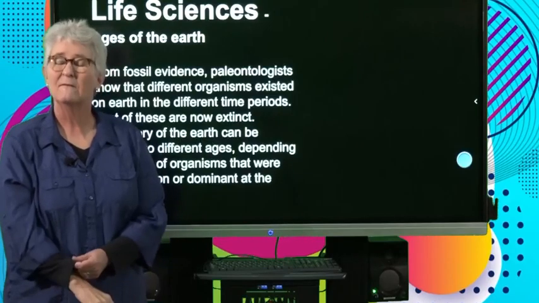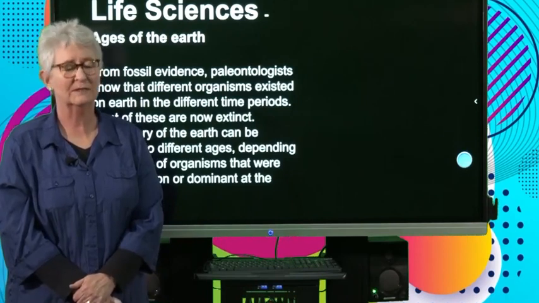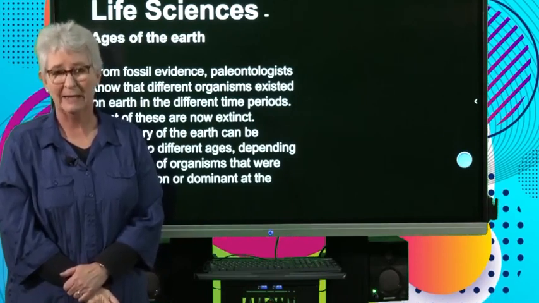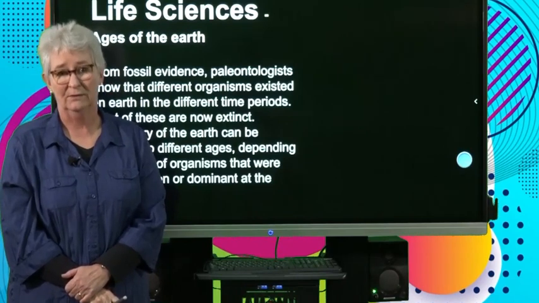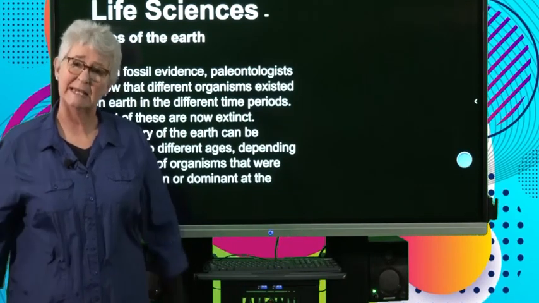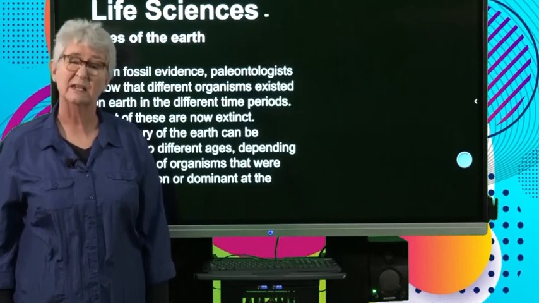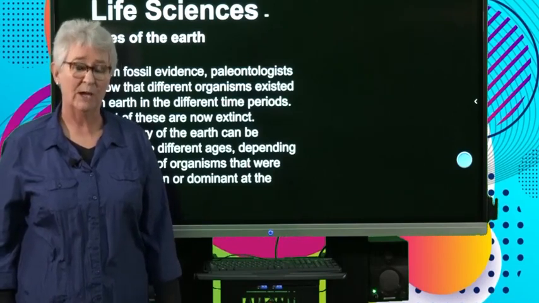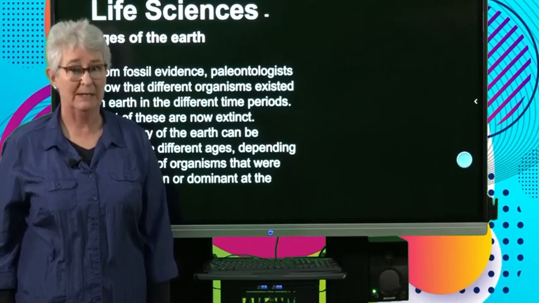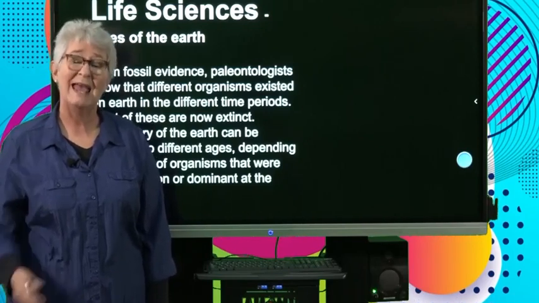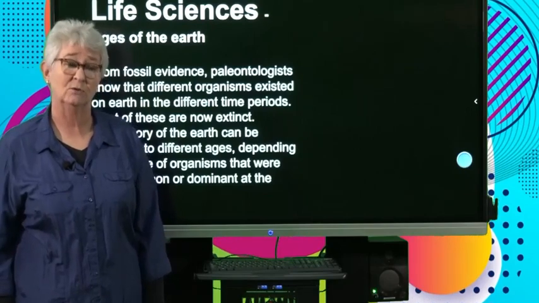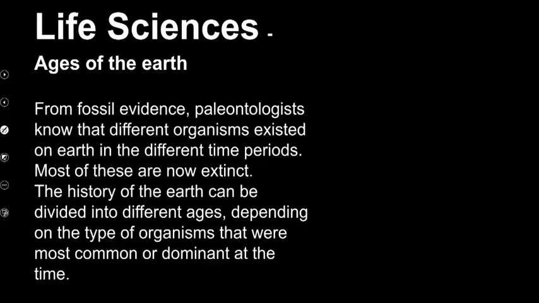Then, from fossils, paleontologists have discovered the most amazing animals that existed on Earth. Did you know that 99% of all the animals and plants that existed on Earth are extinct? And we only know what they look like because paleontologists have found fossils of them and worked out what these animals actually looked like. So, while most of these are now extinct, we know what they look like.